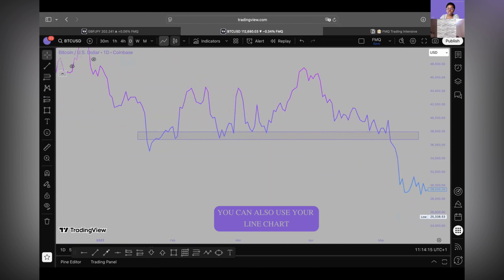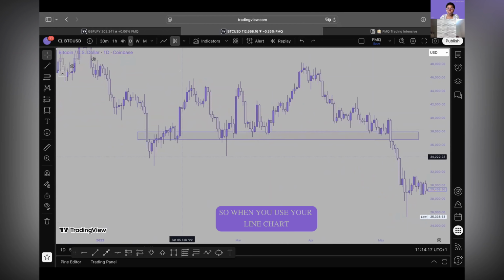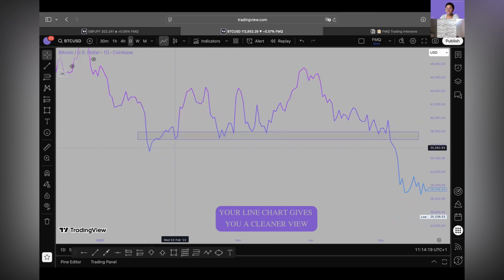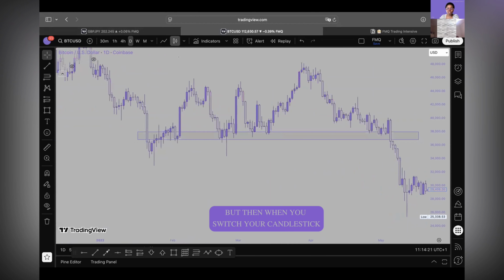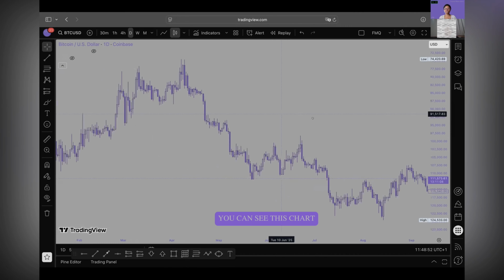You can also use your line chart or your candlestick chart. When you use your line chart, it gives you a cleaner view. But when you switch to your candlestick, you see that it's either weak touches, or you see that this particular zone has been touched multiple times.